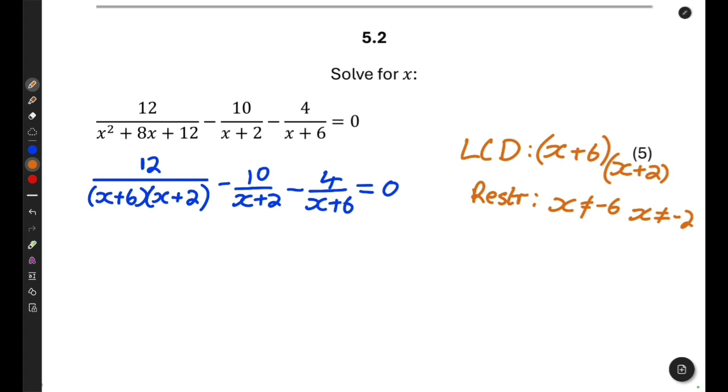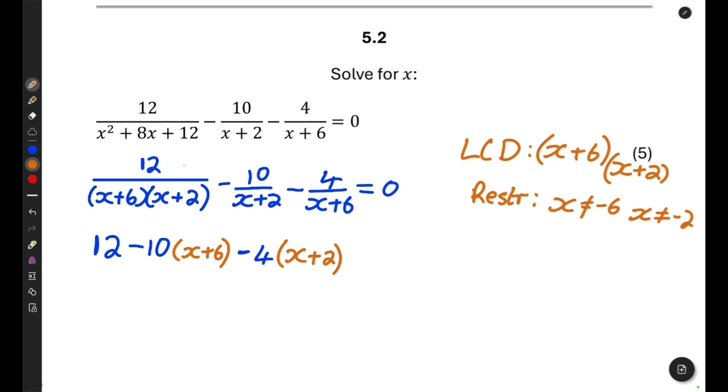Okay. Now I can multiply each term by the LCD and see what remains. Okay, so if I multiply the first term by the LCD, both of the brackets will cancel out. So that's actually just a 12. With the next one, the x plus 2 is there, so that's going to cancel out, and the x plus 6 is going to remain. The next one, the x minus 6 is there, so I need to multiply it with the part of the LCD that it does not have, so that will be x plus 2.